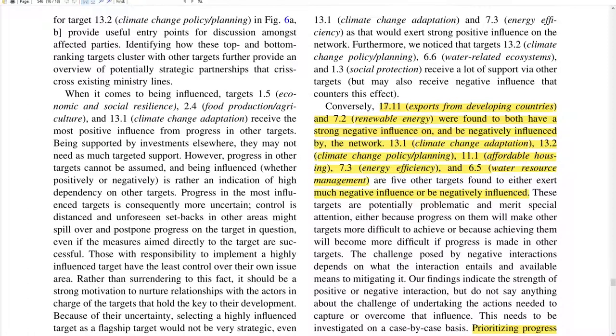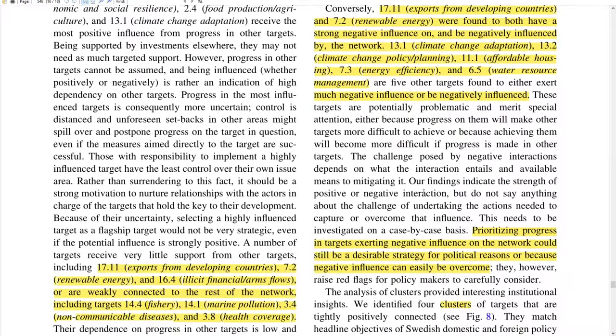This is the worst, along with 7.2. They were found to both have a strong negative influence on other targets and be negatively influenced by other targets in the network. 13.1, 11.1, 7.3, and 6.5 are four other targets found to either exert much negative influence or be negatively influenced. But of course, not as bad as 17.11 and 7.2.